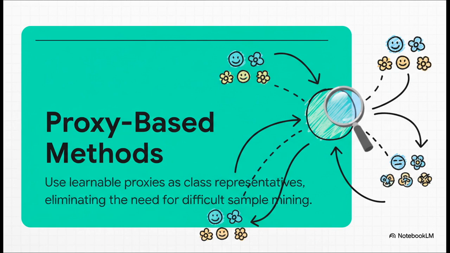Instead of comparing one photo to millions of other photos, what if we compared it to a single perfect representative for each class? And that, my friends, is the genius behind proxy-based methods. Each class, let's say my face, gets its own proxy, its own representative on that similarity map. So now, instead of that whole needle in a haystack search for triplets, the model's job is much simpler.